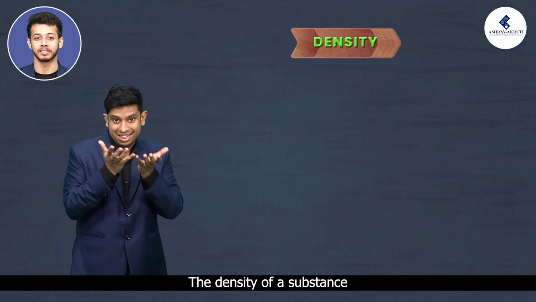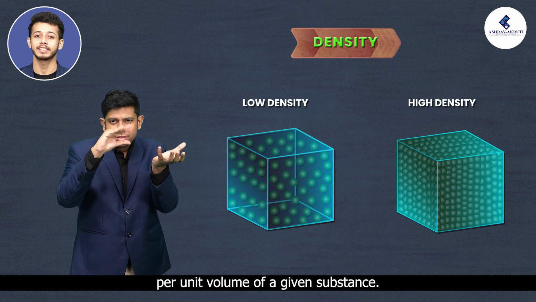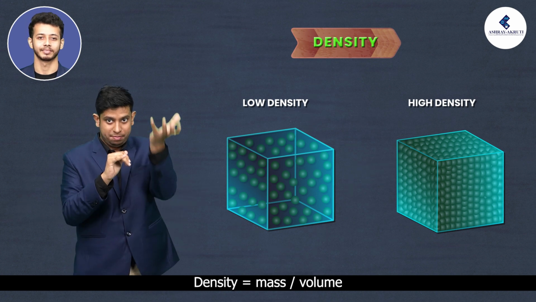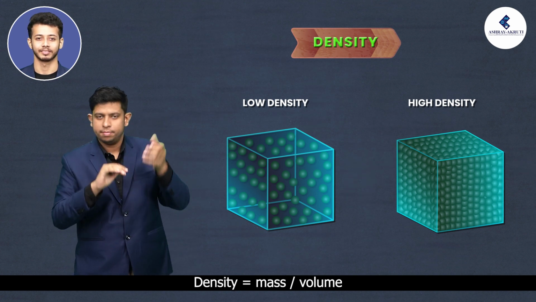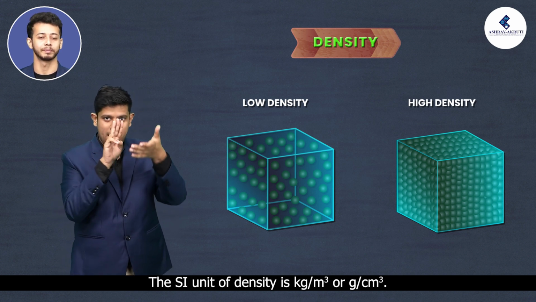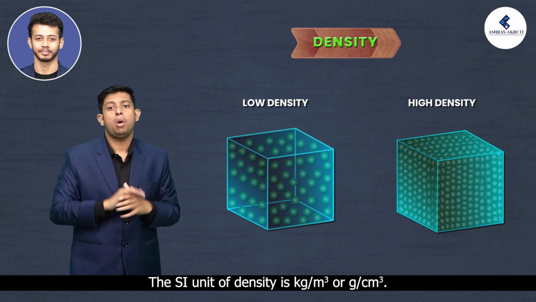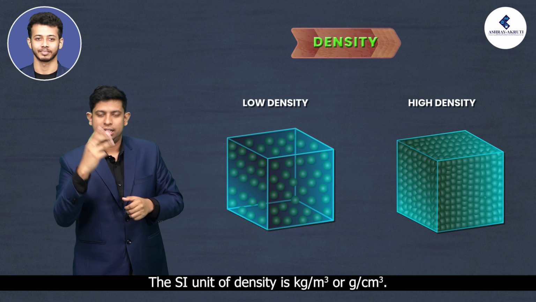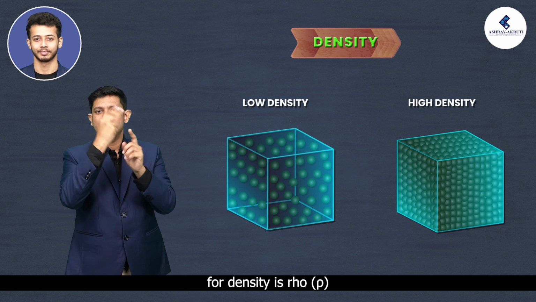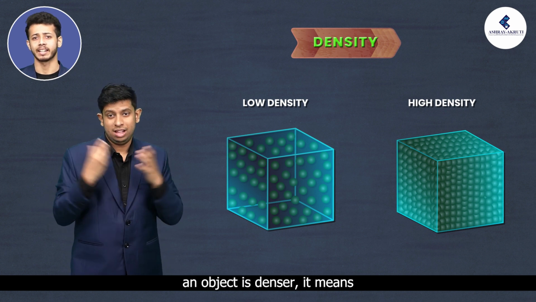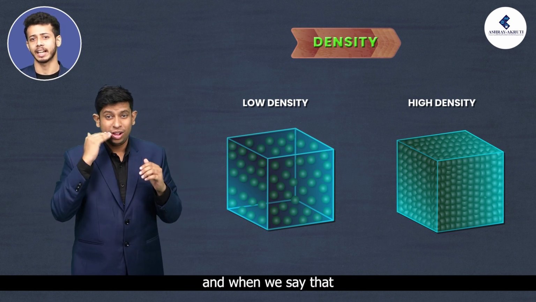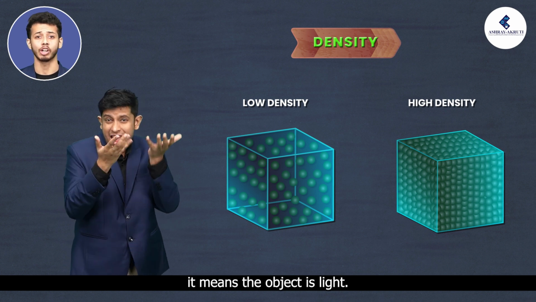The density of a substance is the mass per unit volume of a given substance. Density equals mass by volume. The SI unit of density is kg per meter cube or gram per centimeter cube. The symbol for density is rho. When we say an object is denser, it means the object is heavy. And when we say that the object is less dense, it means the object is light.